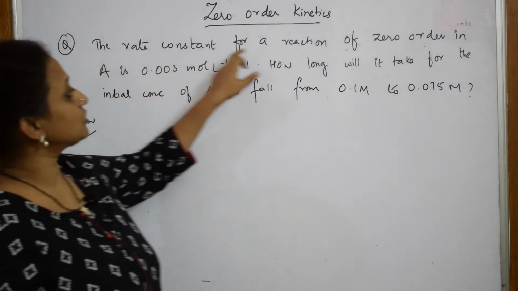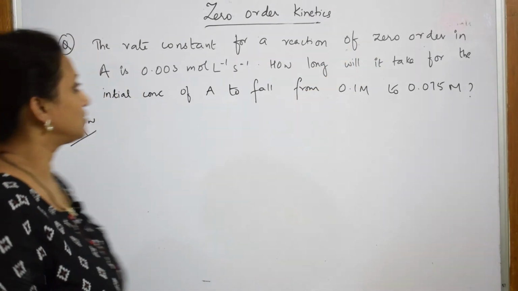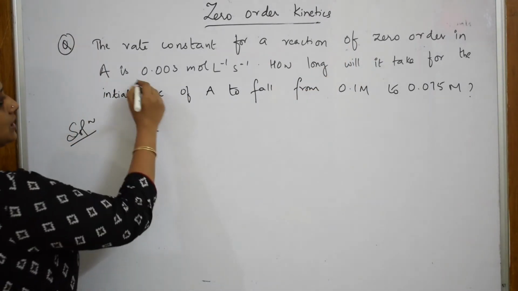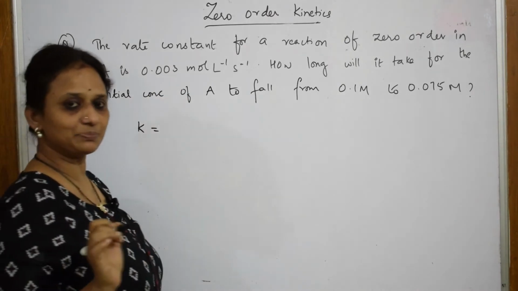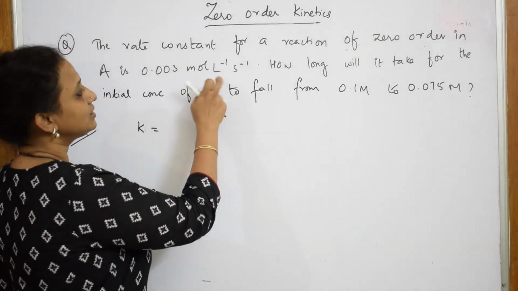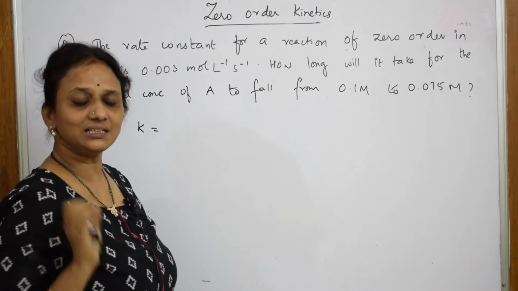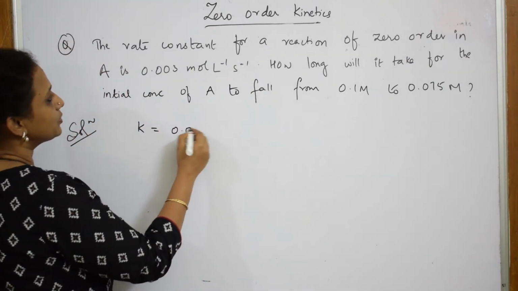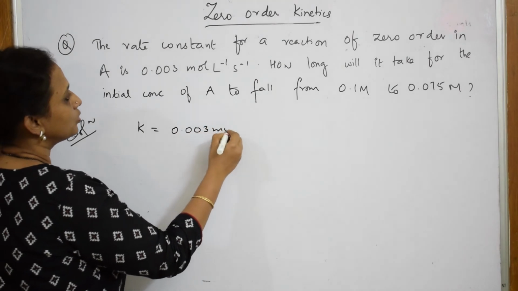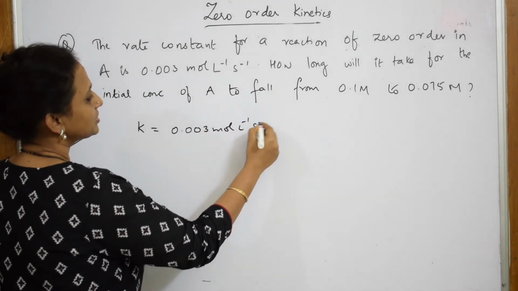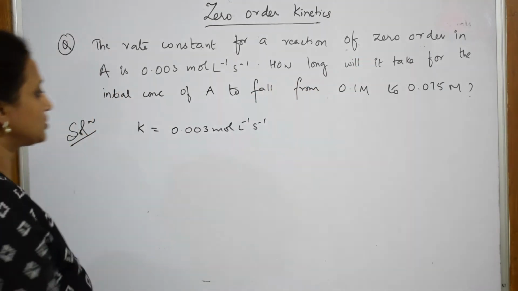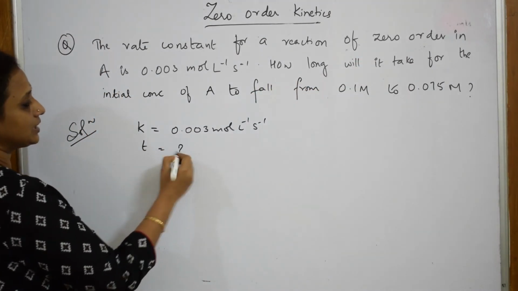The rate constant of a reaction of zero order. So the rate constant of a zero order reaction is given to us. K is given to me. As soon as you see this particular unit, mole liter inverse second inverse, that is basically the unit for zero order reaction. That is equal to 0.03 mole liter inverse second inverse. Done. How long will it take? So what should I find out? I have to find out time.